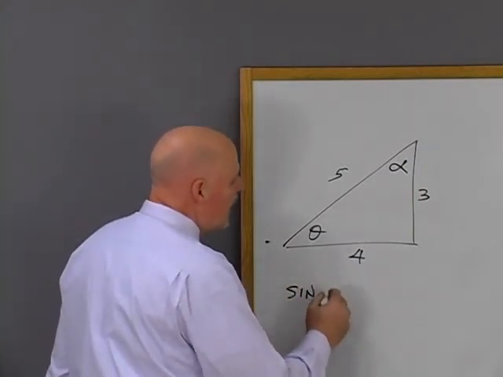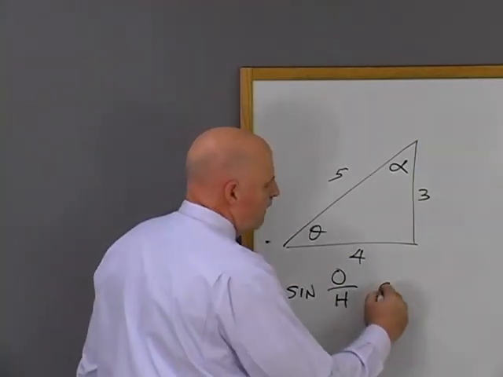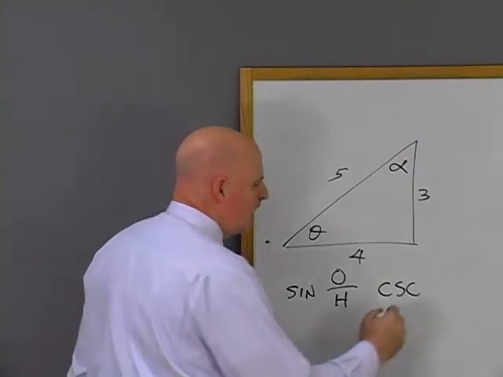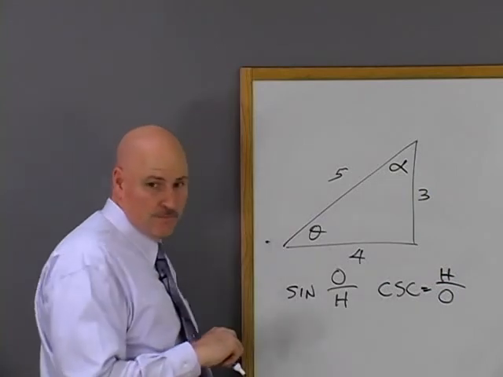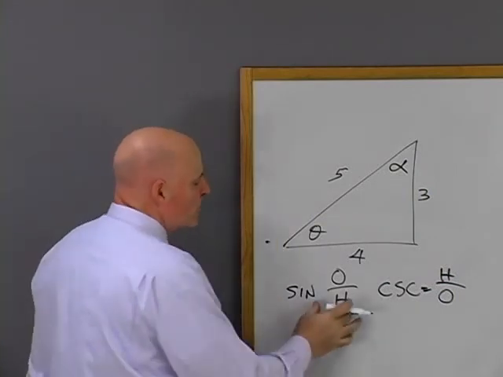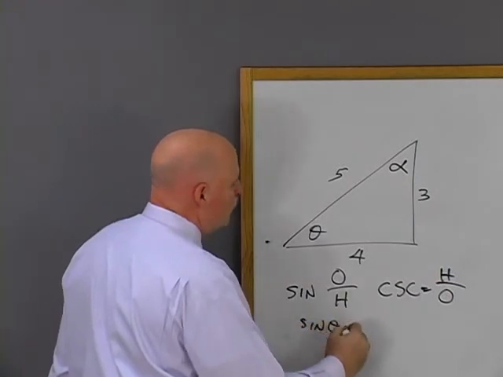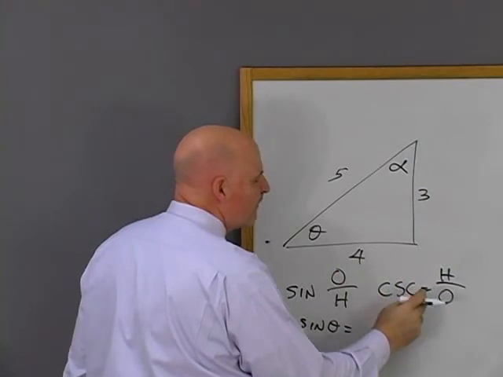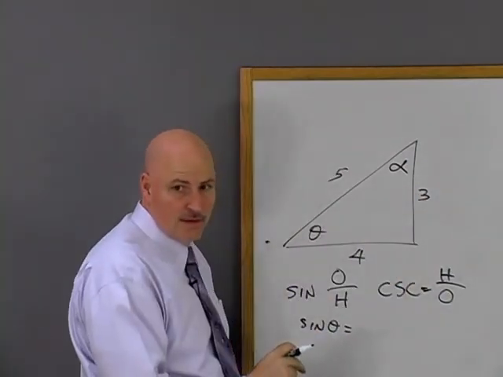So if the sine is the opposite over the hypotenuse, the cosecant, abbreviated CSC, is the hypotenuse over the opposite. So the sine of theta would be 3 over 5, but the cosecant of theta would be 5 over 3. Get that?